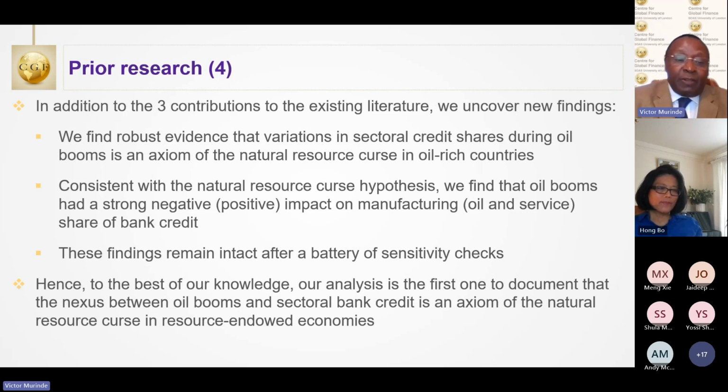We therefore say that, to the best of our knowledge, the analysis in this paper is the first to document that there is a strong nexus between oil booms and sectoral bank credit, and that this nexus is in itself a manifestation of the natural resource curse in resource-endowed economies. And that's what we think to be the main contribution of this work.